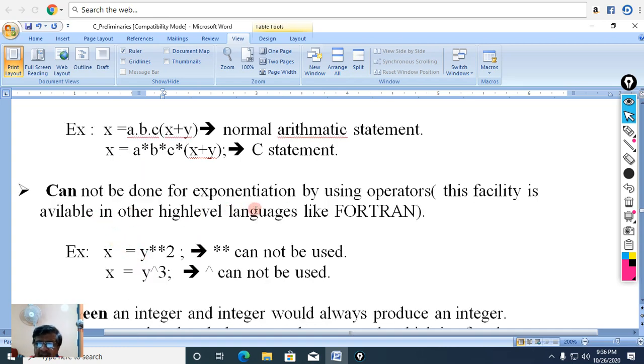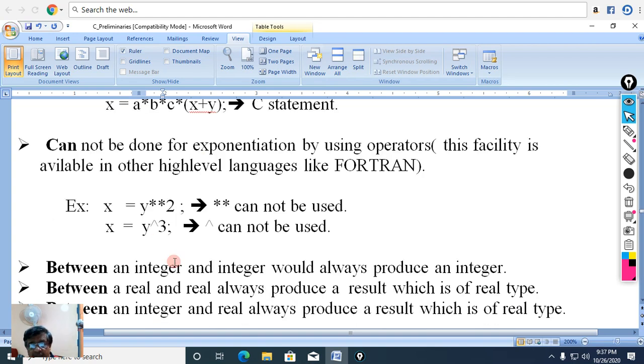It cannot be done for exponentiation using operators. You cannot use exponentiation by using double star. x equal to y cap 3 cannot be used. This is used in Fortran and this is used in Pascal, but anyway, C doesn't permit exponentiation. You need to write the power function, y comma 2, or y into y. You cannot write y cap 2 or y cap 3; y into y, that's all.